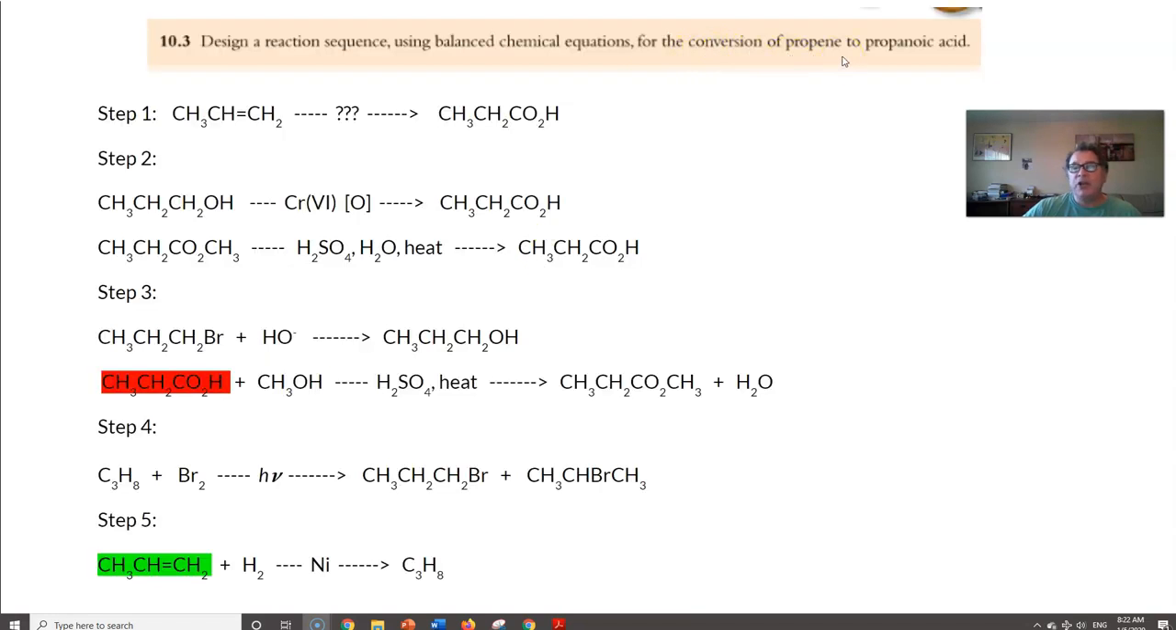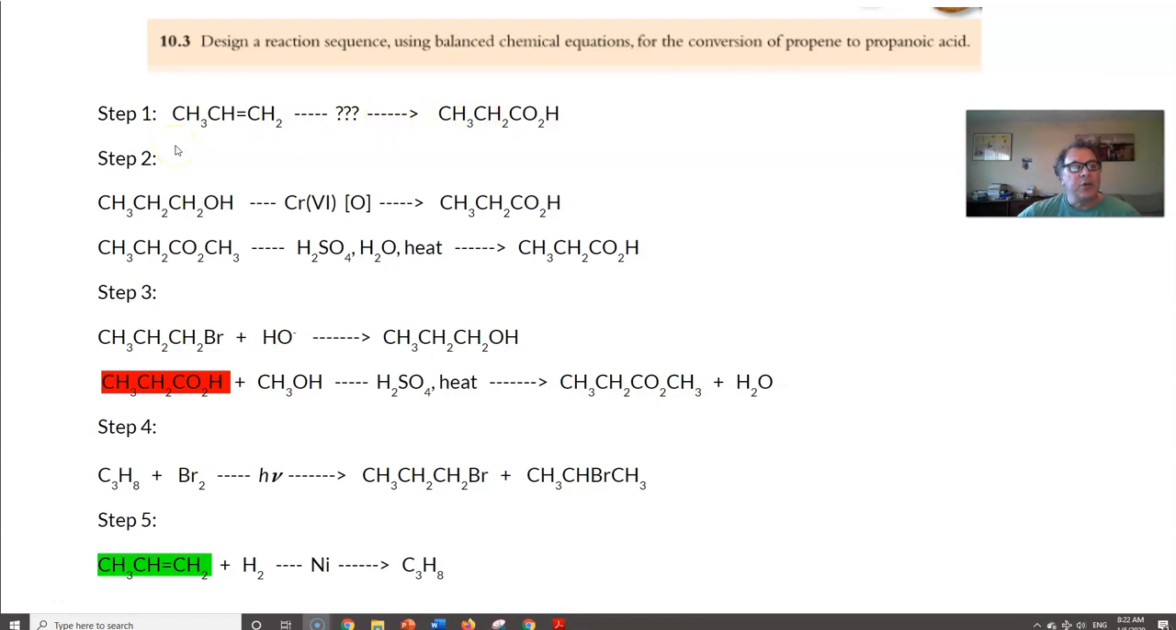But notice you don't know any organic reaction that can take propene and give you propanoic acid in one step. You don't know of any such reaction. In fact, I don't know of any reaction that can do this in one step. So this is a multi-step synthesis problem.